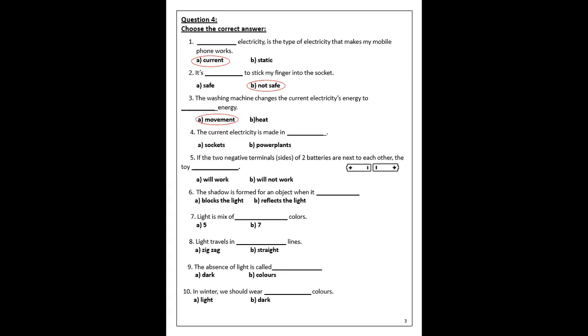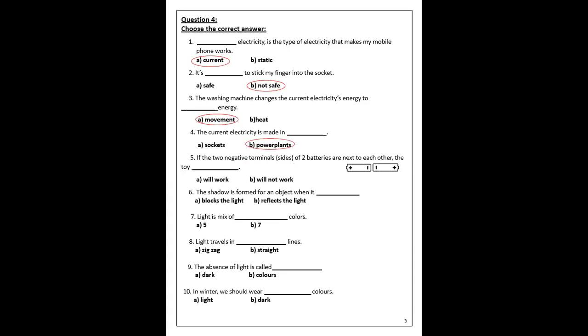Okay, number 4. The current electricity is made in, where can I make the electricity? From where can I get it? What is the place that makes the current electricity for me? Is it the sockets or the power plants? And we have revised it and solved it the last time. It's the power plants, of course.